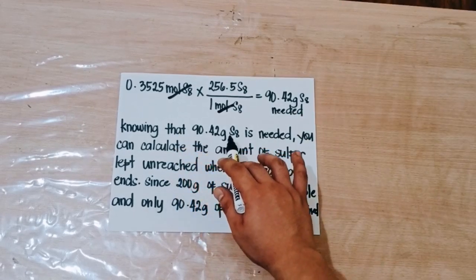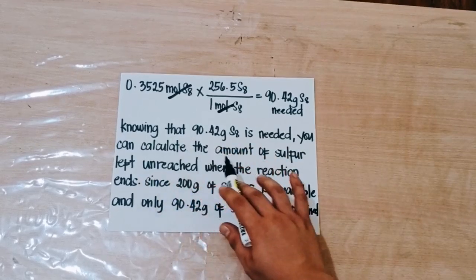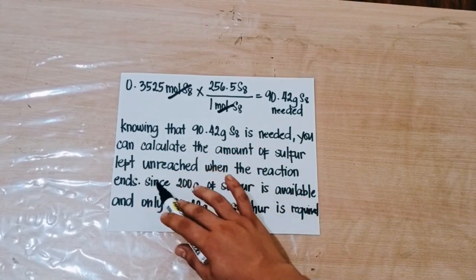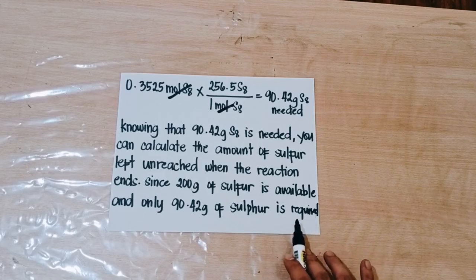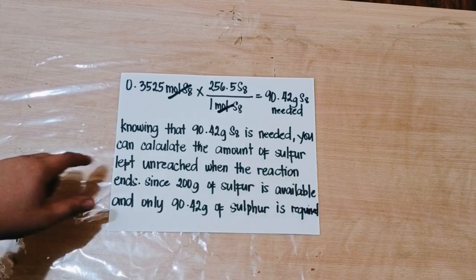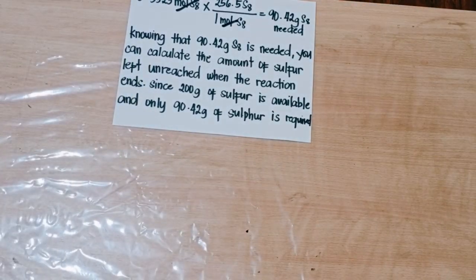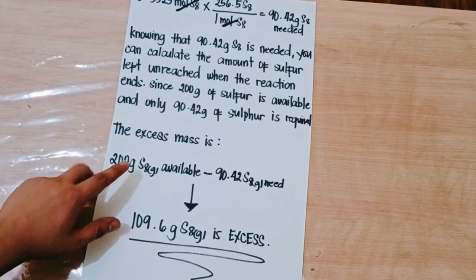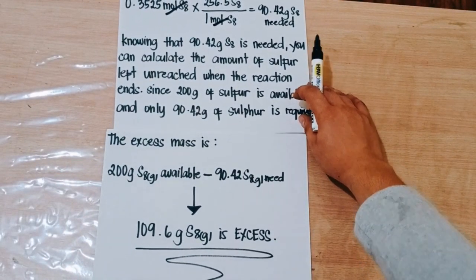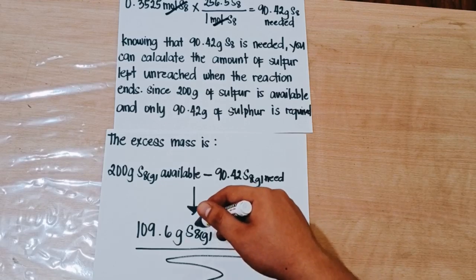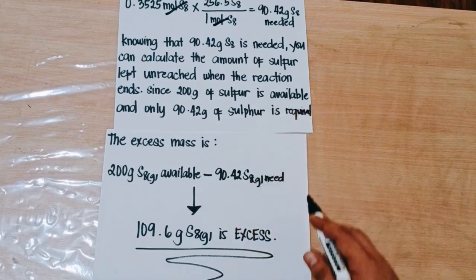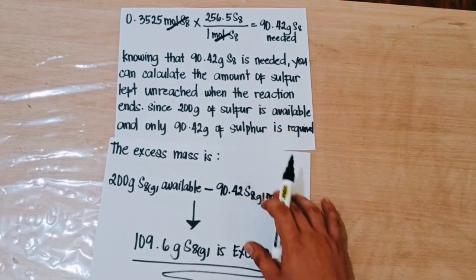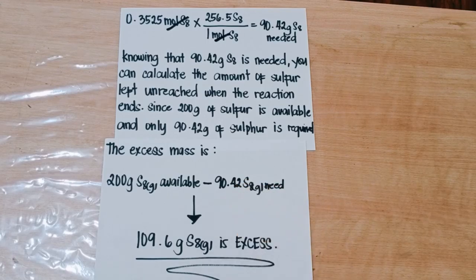Now, paano natin makukompute? Knowing that 90.42 gram of sulfur is needed, you can calculate the amount of sulfur left unreacted when the reaction ends. Since 200 gram of sulfur is available and only 90.42 of sulfur is required, ngayon, para makuha natin yung excess reactant, ipa-minus lang natin yung 200 gram sa original given doon sa 90.42 gram na nagamit lang doon sa reaction. So, minus mo yung dalawa, ang makuha mo is 109.6 gram of sulfur, which is yun na yung tinatawag natin excess reactant.